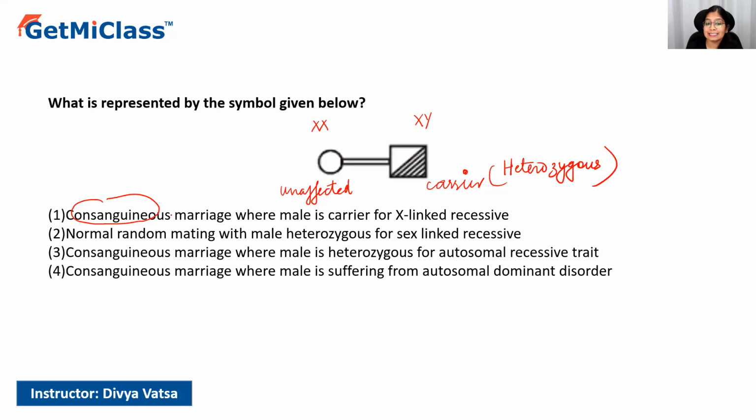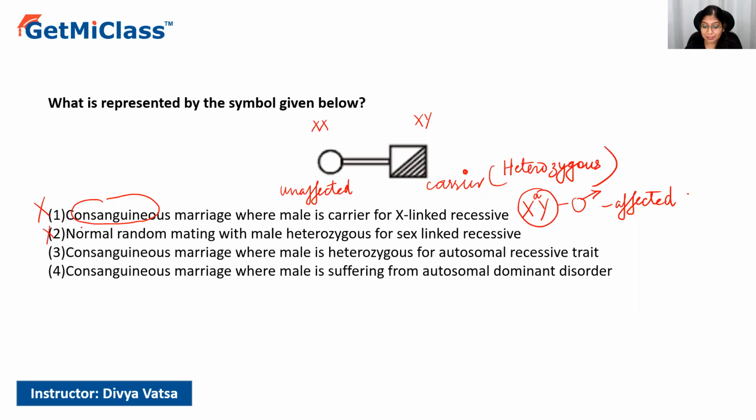Option 1 says consanguineous marriage where male is carrier for X-linked recessive disease. One more thing that you have to remember, that males can never be carriers for X-linked disease. If it is an X-linked recessive disease, that means that particular male is going to be affected by it. Males are never carriers for X-linked recessive. Talking about this, this option is not correct. Talking about the second option, normal random mating with male heterozygous for sex-linked recessive. Again, it is not a random normal mating. So this option goes wrong here.